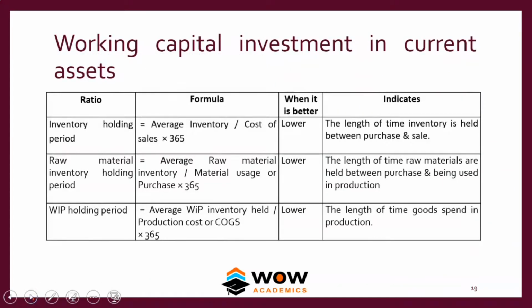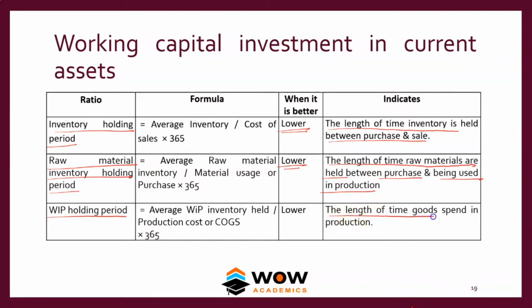So we look at the formulas here. Inventory holding period lets you know the length of time inventory is held between the purchase and sale. So the lower, the better. Raw material inventory holding period lets you know the length of time raw materials are held between the purchase and being used in production. Again, lower is better. Work in progress holding period, the length of time the goods spend in production. Again, lower is better.